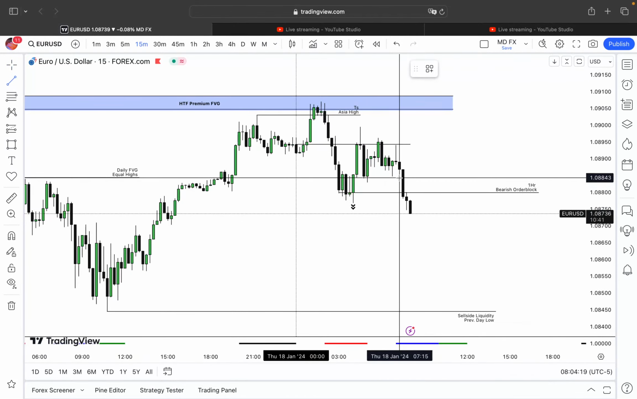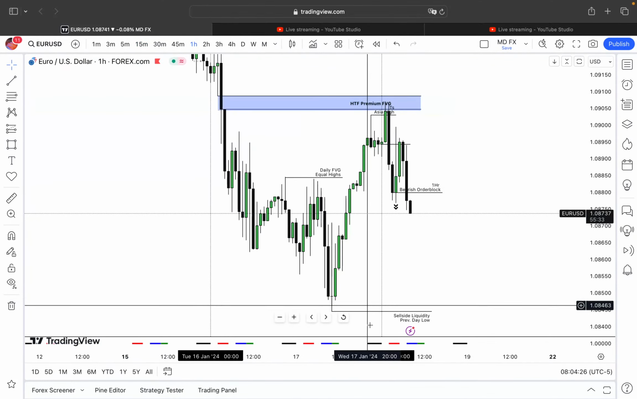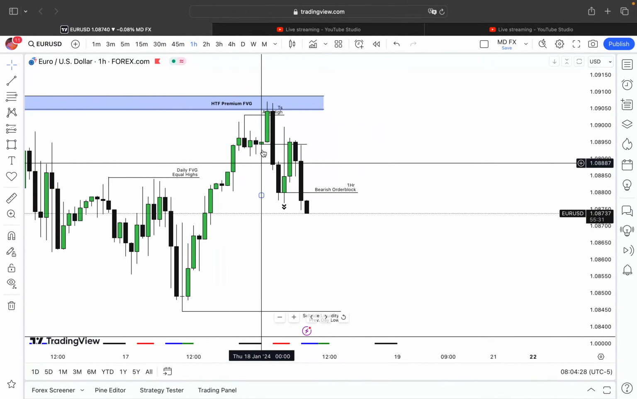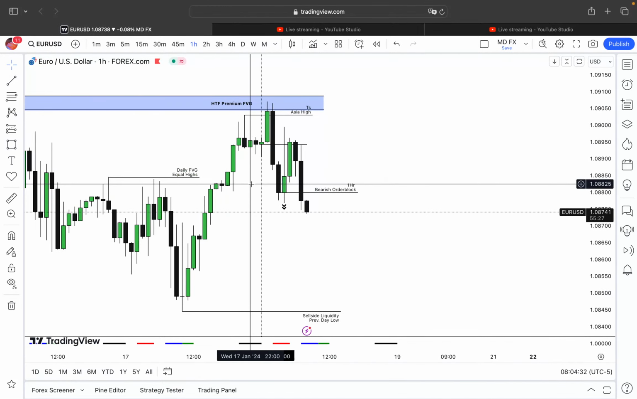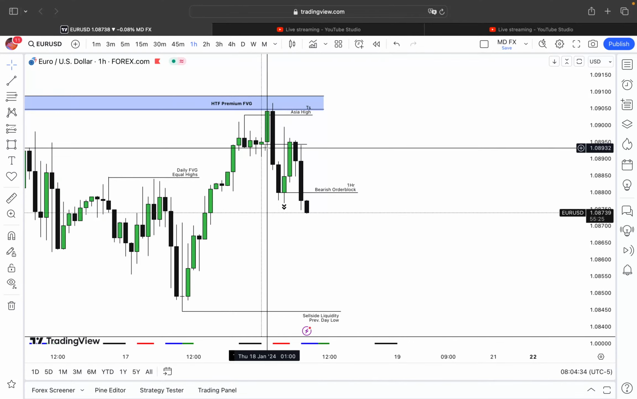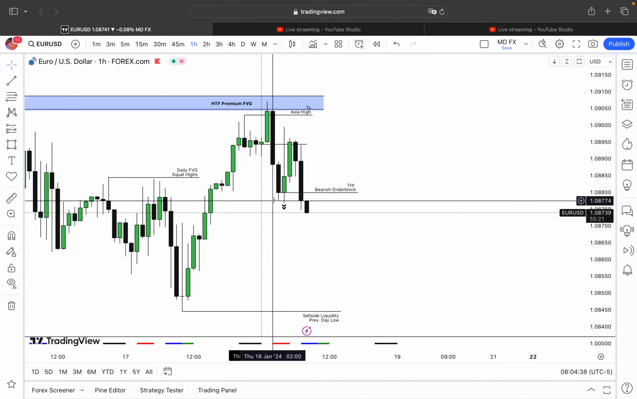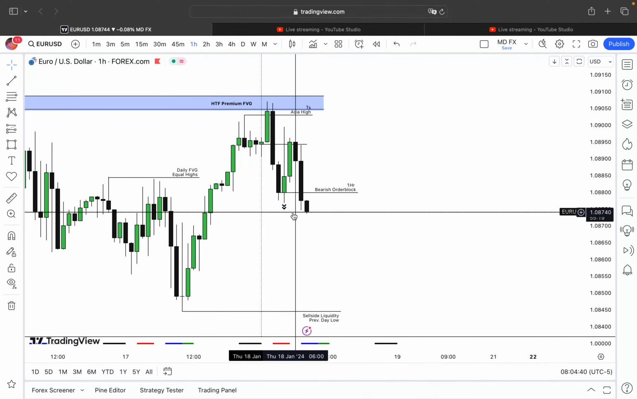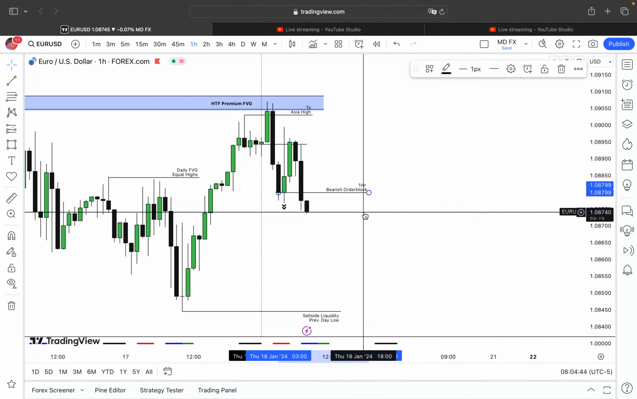So I would be looking at it to do what? First we had turtle soup. So let's go back to the 1 hour time frame where the framework is happening. First we had turtle soup, then fair value gap. It tagged this fair value gap and this order block. So we can say it's the order block. Then now breaker. So what are we going to use as our breaker? We're going to use this low as our breaker.